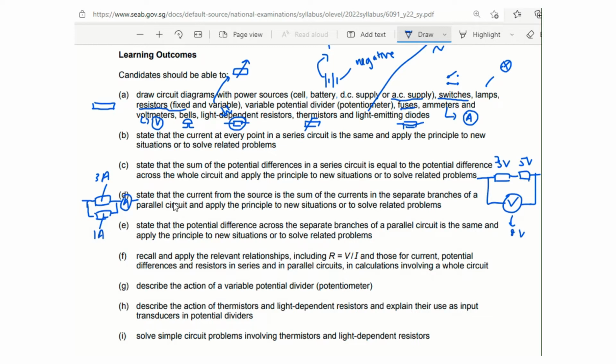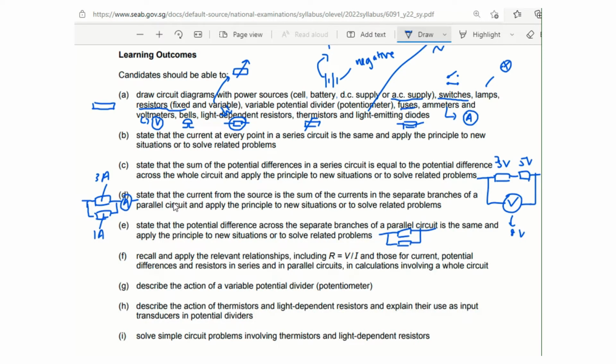Next, in part E, you need to state that the potential difference in a parallel circuit is the same. So basically what it meant is if I have a parallel circuit, these two resistors are parallel to each other. If I know that, for instance, the potential difference here is 3 volts, then the potential difference across this resistor must also be 3 volts. So PD, or potential difference, across the parallel circuits are the same.